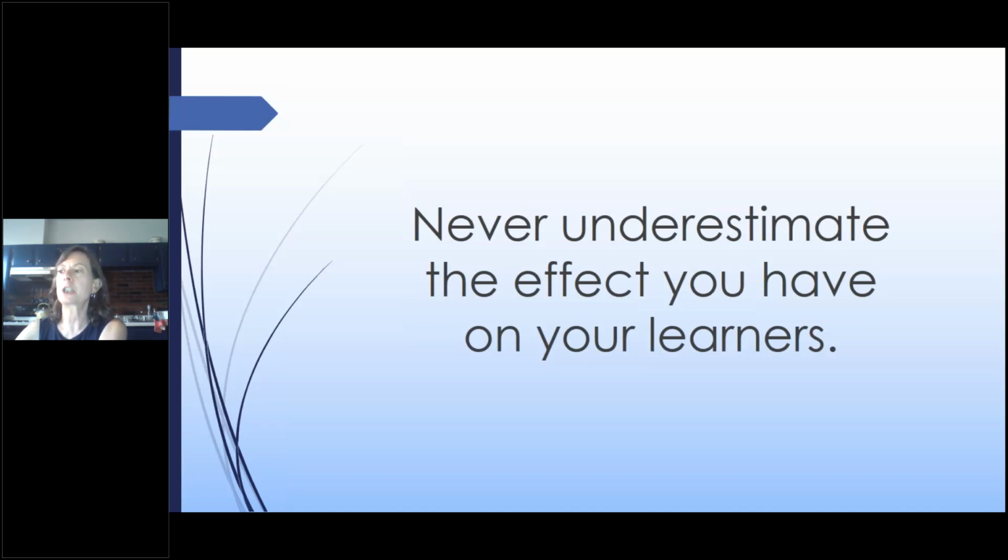So this is just my final thoughts: never underestimate the effect you have on your learners. I don't want this to sound bigger than what it is, but I think sometimes we don't really see the impact, but you're having a much greater impact on your learners than what you might think or might believe.